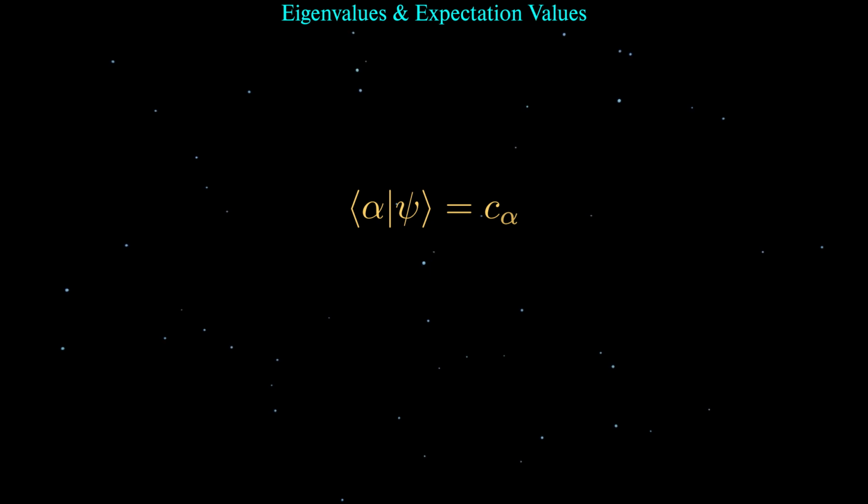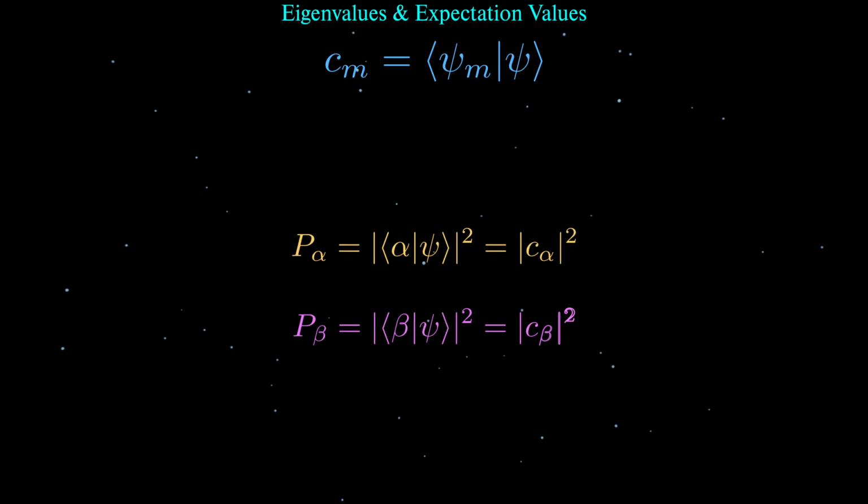In the same way, if we did this with beta, then the inner product of beta and psi would just do the same thing, pull out the coefficient of beta. So the inner product is how we project a state onto a basis direction and ask how much of this basis state is inside the full state. And once we have that coefficient, the probability can come from its squared magnitude. This idea is going to show up everywhere.